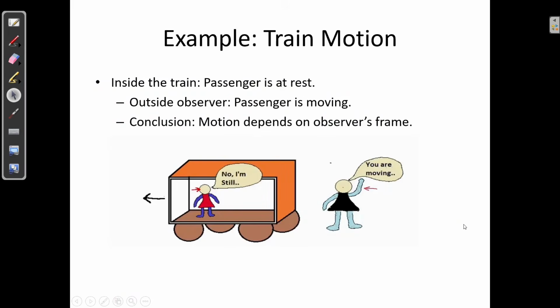See, for example, I'm showing you an example where a person is inside a train and a person is outside. The outside person is saying that the person inside the train is moving, but the person inside the train is saying, I am still, I'm not moving. So the conclusion is that motion actually depends on the observer's frame. From the ground, the person in the train is moving, but from the frame of the train, he is still.